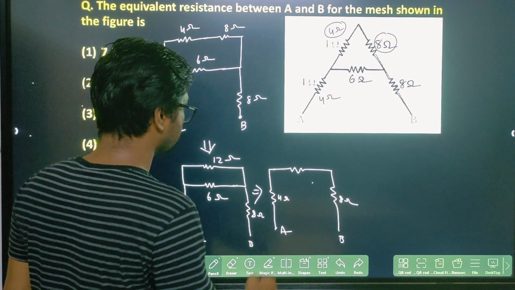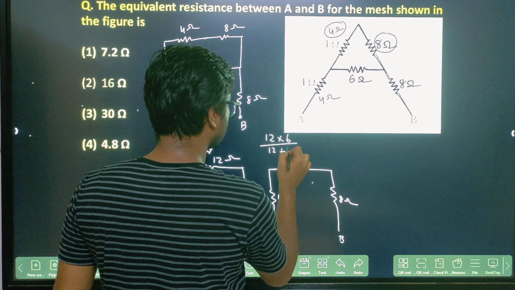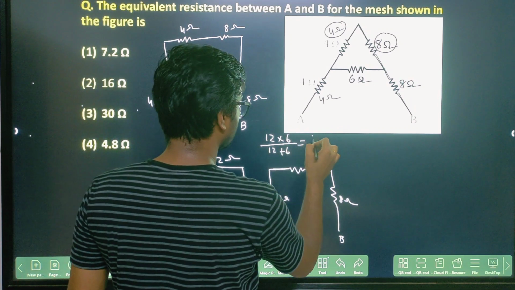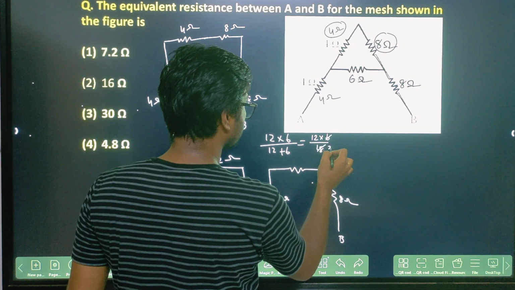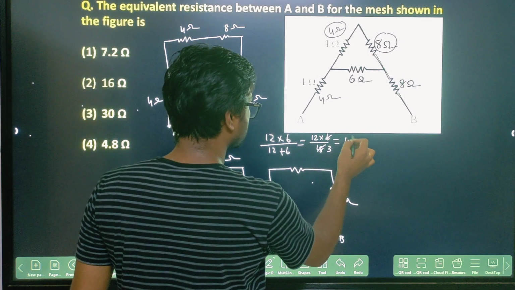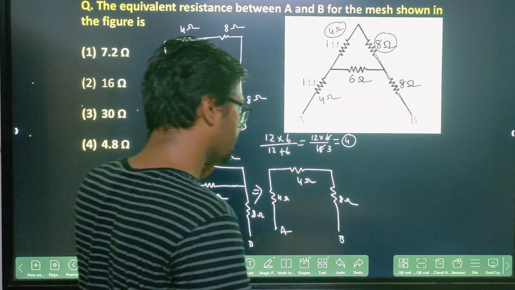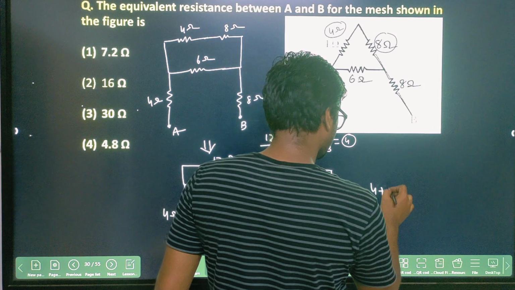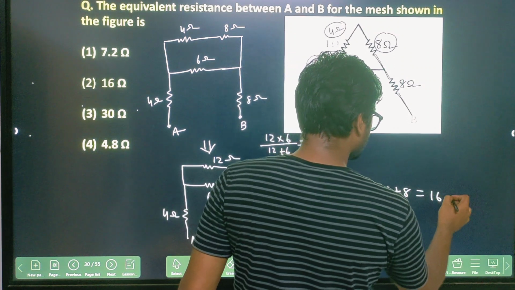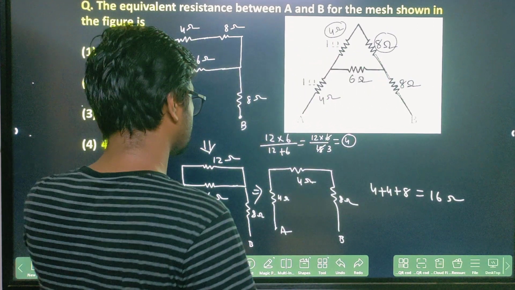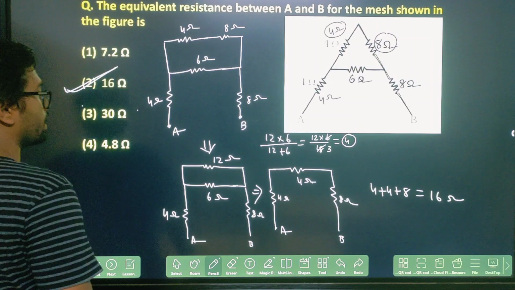So if this is 6 ohm, this is 12 into 6 divided by 12 plus 6, so 12 into 6 divided by 18. This will be 3 and this will be 4 basically, so this will be 4 ohm now. All are connected in series now, so 4 plus 4 plus 8 is equal to 16 ohm. Check the options: option number 2 will be correct.